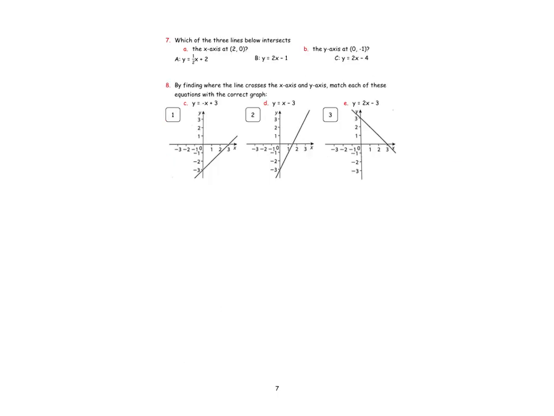Question 7 then says, which of the three lines below intersect the x-axis at 2, 0 and the y-axis at 0, minus 1. So you need to figure out where each of the three lines cut the x-axis and the y-axis, and figure out which one cuts the x-axis at 2, 0 and which one cuts the y-axis at 0, minus 1. And finally, question 8 says, by finding where the line crosses the x and y axis, match each of these equations to the correct graph. So the first thing you're going to do is take each of the three equations, figure out where it cuts the x-axis and where it cuts the y-axis, and then match either 1 to C, 1 to D, or 1 to E. Completely up to you. So that is question 7 and 8.